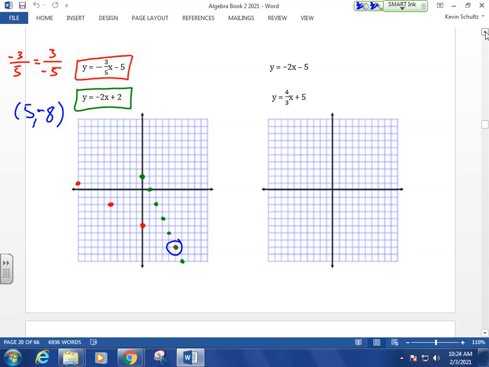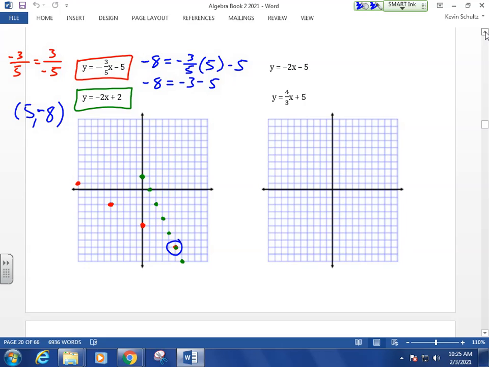The directions do say to show how you've checked your answer. So what you then do with this ordered pair is go back to each equation. You got space to do it here. Plug in negative 8 for y. Plug in 5 for x. And check it. Does it work? Negative 3/5 of 5 is negative 3. So negative 8 equals negative 3 minus 5. That checks out.